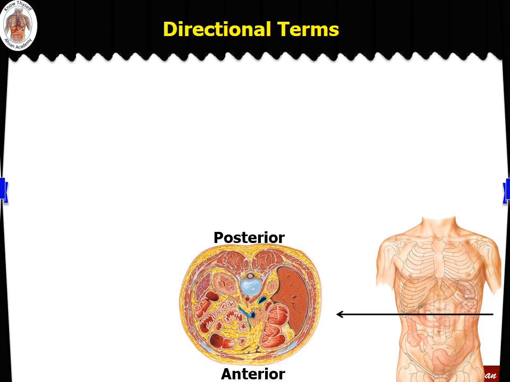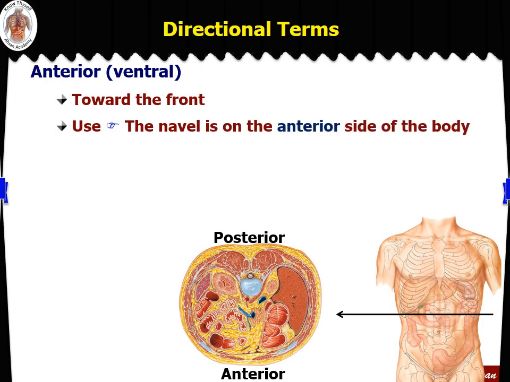The terminology is showing the section. So back and front are visible. So the back or front, these are two contrast terminologies. The front is known as anterior. So towards the front, close to the front, on the front, the anterior. Ventral is the alternate terminology. So the navel is situated on the anterior side of the body.